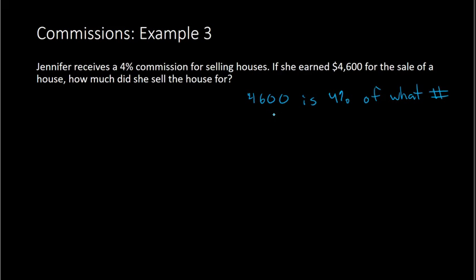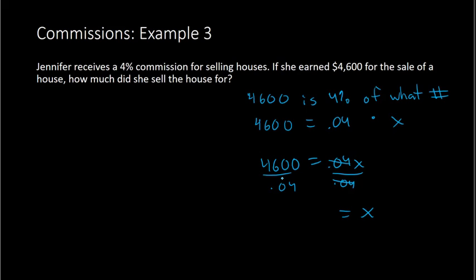All right, so from here I can write this as an equation. 4,600 equals, 4% would be 0.04, of means multiply, and then what number? That would be a variable. So my equation is 4,600 equals 0.04 times x. So then from here, I need to solve for x by dividing both sides by 0.04. So I have x equals 4,600 divided by 0.04.